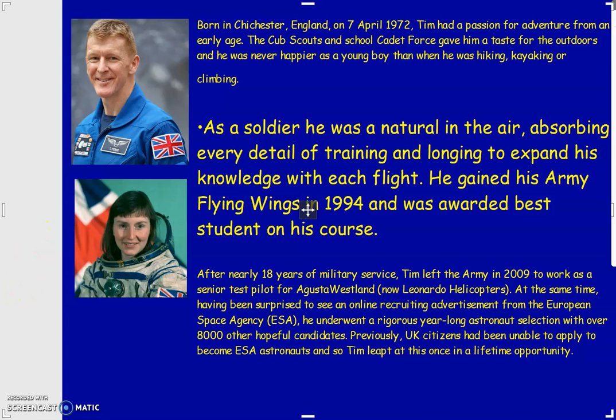So, I want us to read through this. This is a few facts about what a biography might look like. So, it says he was born in Chichester, England, on the 7th of April, 1972. Tim had a passion for adventure from an early age. The Cub Scouts and School Cadet Force gave him a taste for the outdoors, and he was never happier as a young boy than when he was hiking, kayaking, or climbing.